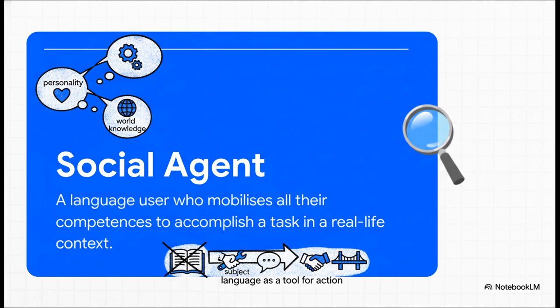And this definition really gets right to the heart of it. Being a social agent isn't about how many verb conjugations you know. No, it's about mobilizing everything you've got, your personality, your knowledge of the world, all your non-language skills, to actually accomplish things. It's a huge shift from language as a school subject to language as a powerful tool for action.